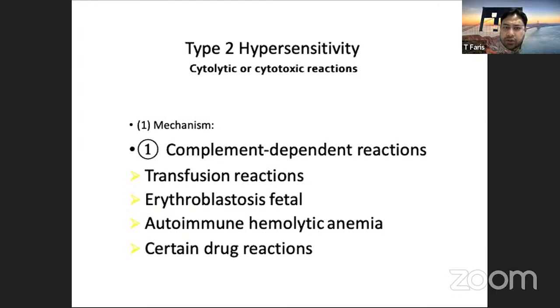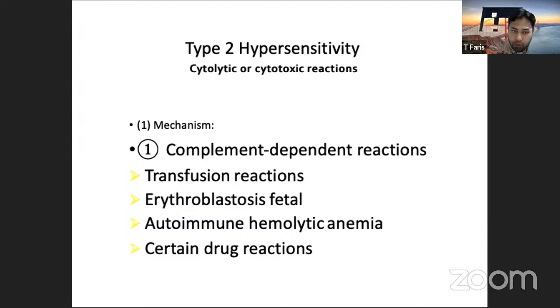Type 2 hypersensitivity is a cytotoxic or cytolytic reaction. One of the mechanisms is the complement-dependent reaction. In other words, the body needs to produce certain complement or attachment molecules so that the antibody specific to that antigen can be produced. Examples include transfusion reaction, erythroblastosis fetalis, autoimmune hemolytic anemia, and certain drug reactions that can induce type 2 hypersensitivity.